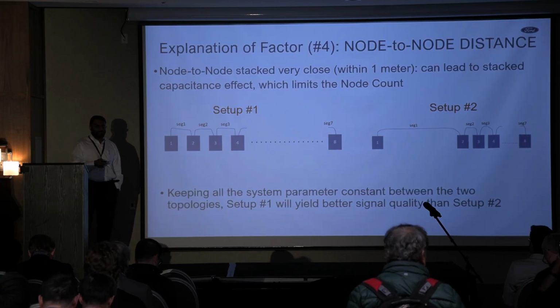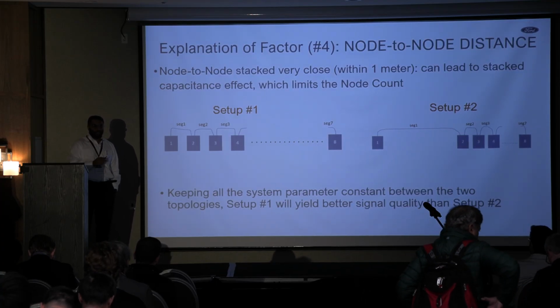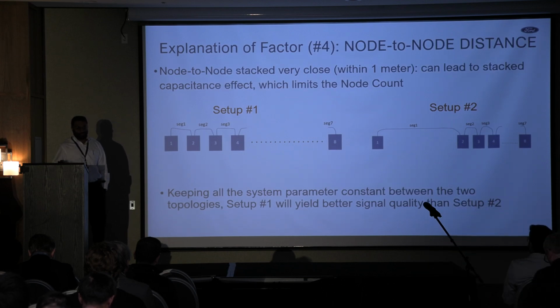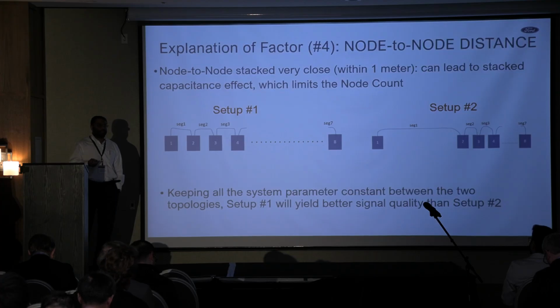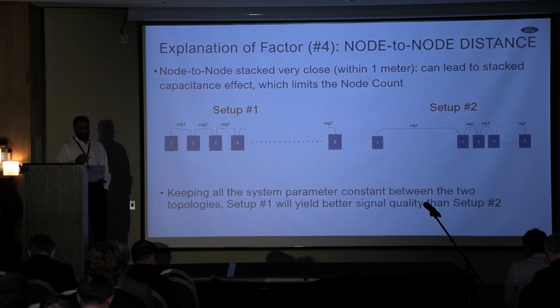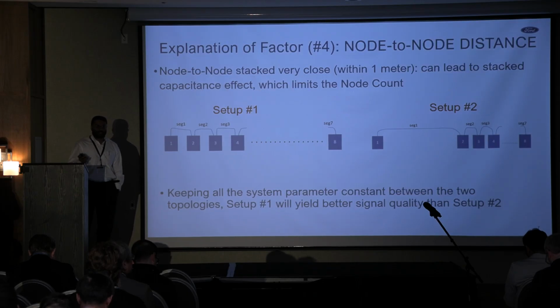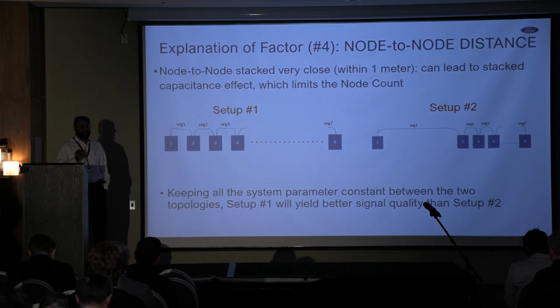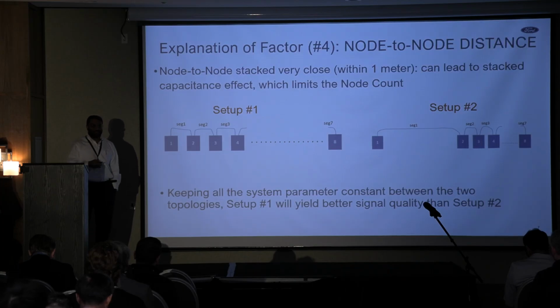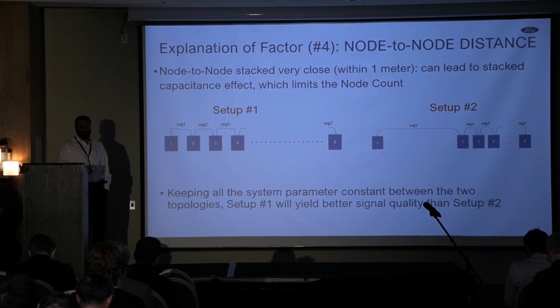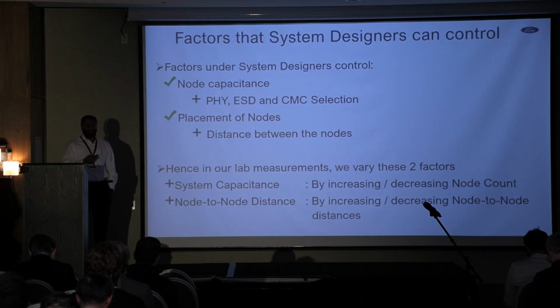And what we've seen is that the setup that had the node that was further away yielded better results in terms of eye height and jitter. So this was basically contributing to the stack capacitance, or what vendors sometimes call the capacity density of the system itself. And so these were the main 4 factors that keep contributing to the node count analysis.